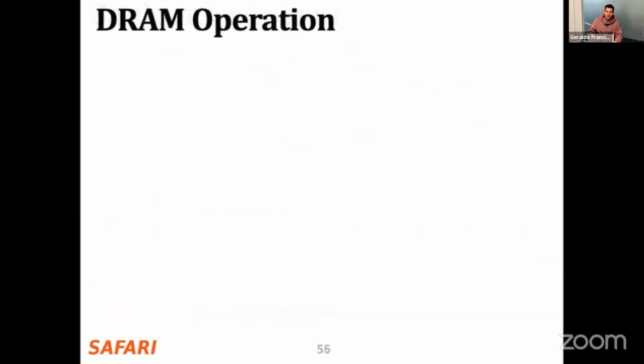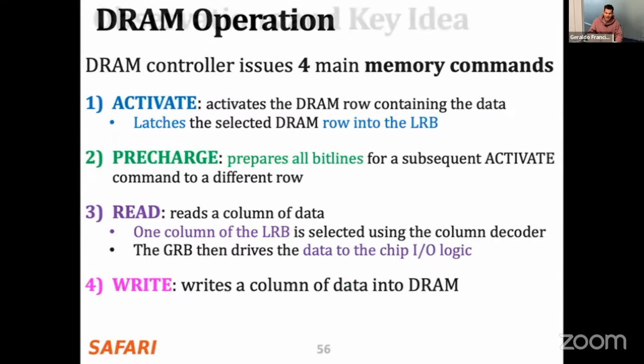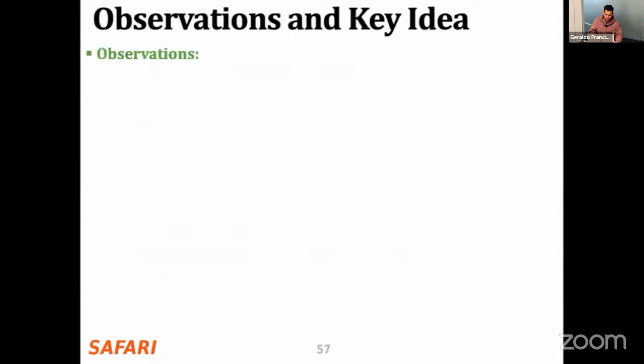When you want to operate DRAM, you already saw the activate and the precharge command. But what's important here is when you perform a read command, basically what you're doing is changing the address in the column mux, so that we can select the column in the local buffer and move this column through the global buffer and eventually to the chip IO. And the same happens for the write operation.